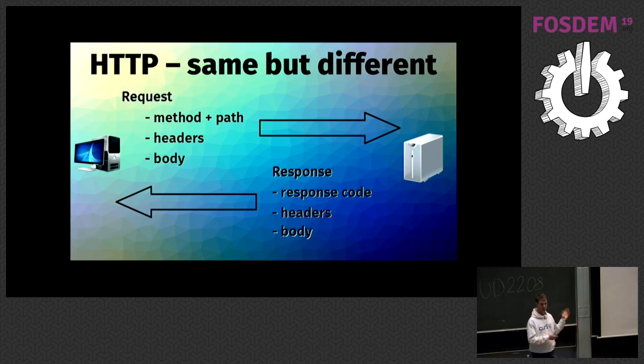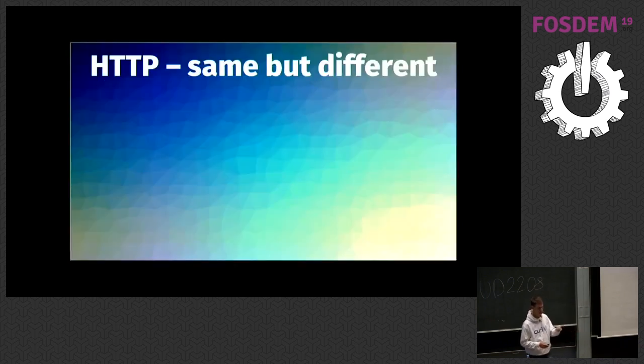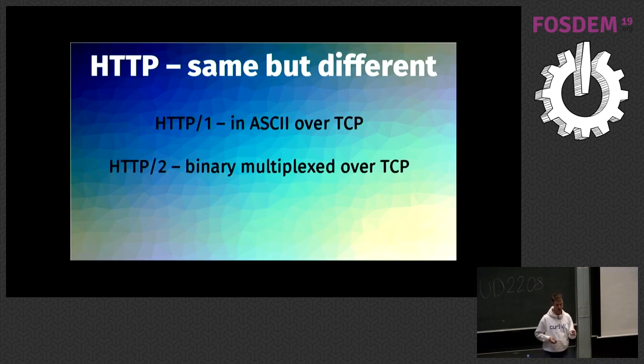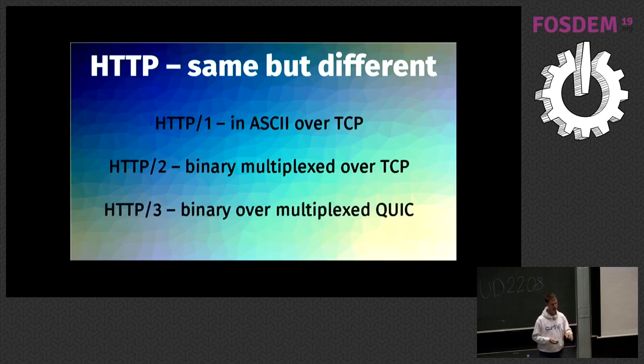And most of us will just have to stick to that, and we won't notice or care about any differences at all. But underneath, HTTP, the actual protocol part, was ASCII-based over TCP. And in HTTP2, we changed that to become a binary protocol with multiplexing over TCP. But with HTTP3, we go back to having a simpler implementation because now the streams are provided by QUIC. And all, of course, being binary.